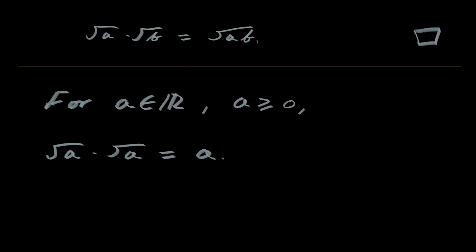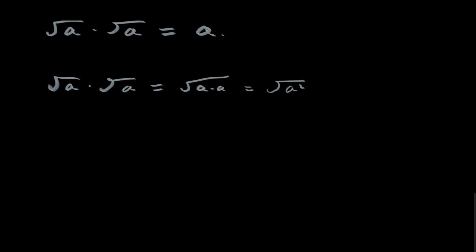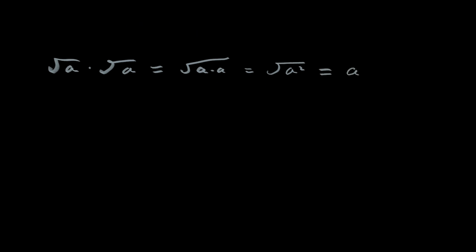And what's special about this case? It's that A and B happen to be equal to each other. So to make this more obvious, what do we get when we simplify this, the square root of A times the square root of A? Well, we would get, just like the product property says, the square root of A times A, which would just be the square root of A squared. And then the square root would undo the square, and we would get A.